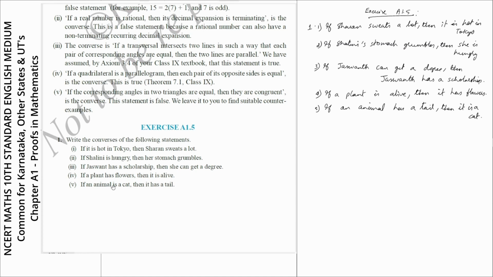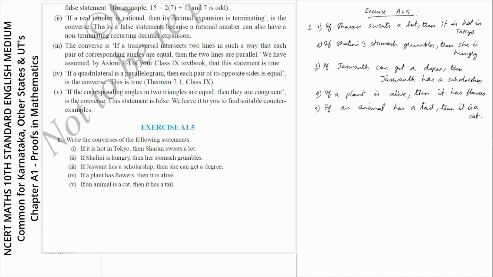The fourth sub question is, if a plant has flowers, then it is alive. So the converse will be, if a plant is alive, then the plant has flowers. Fifth sub question is, if an animal is a cat, then it has a tail. So the converse will be, if an animal has a tail, then the animal is a cat.